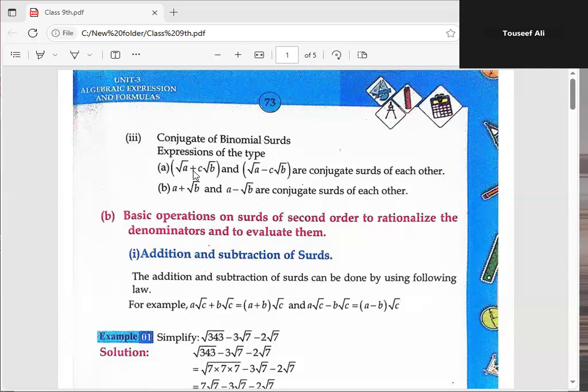Here plus, when we have to find the conjugate of this surd, we just change this plus into minus. This means root a plus c root b, the conjugate of this surd is root a minus c root b. Another example, a plus root b. Here plus, we just change this plus into minus. Then the conjugate of a plus root b is a minus root b. This is the conjugate of this surd.